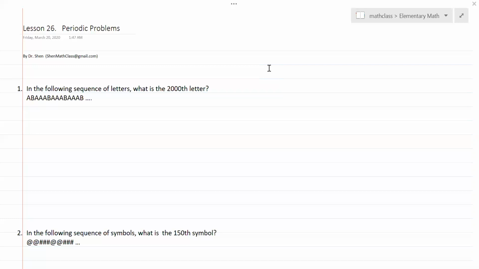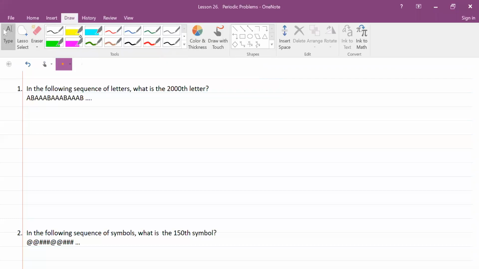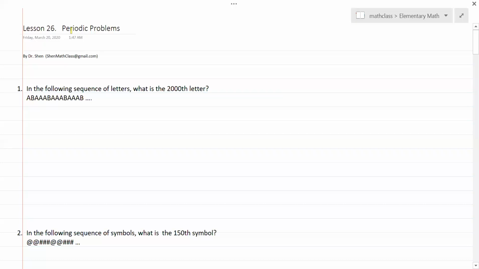All right, so let's take a look at this problem. I know some students maybe already have the answers, and I got different answers actually. So this is a periodic problem. You have to find the specific block which shows up periodically, then use division to solve the problem.